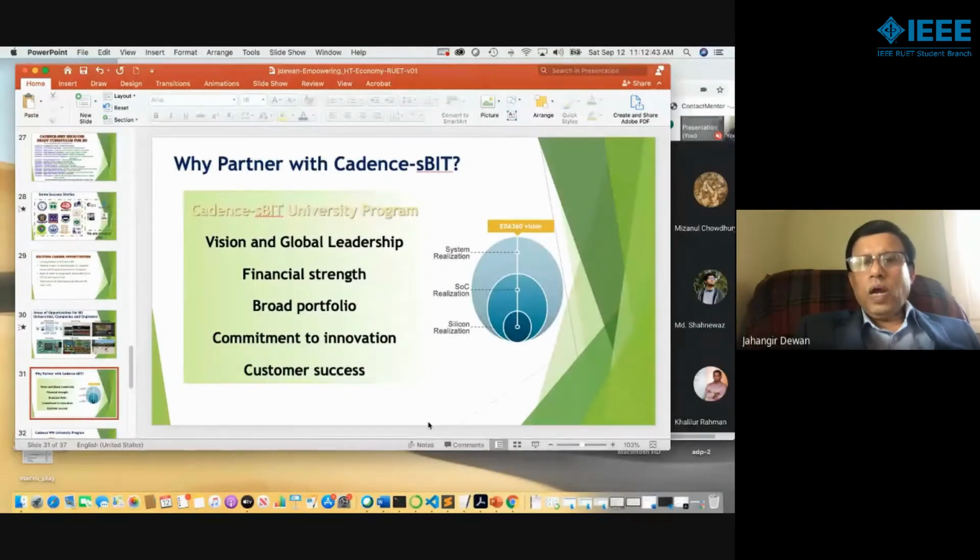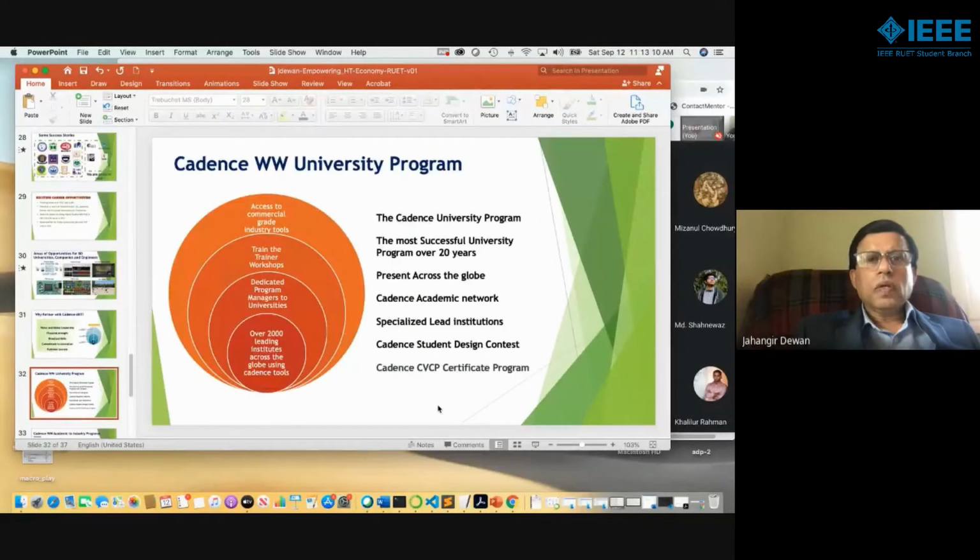Now, we are partnering with Cadence in this program. Cadence is heavily involved in Bangladesh. As you know, some of you might have come to the Cadence SB program, and we have a global presence, and it's a big company, right? It's a Fortune 500 company in the US, and it has its own software as well as intellectual property, IPs. Here is the Cadence University program.